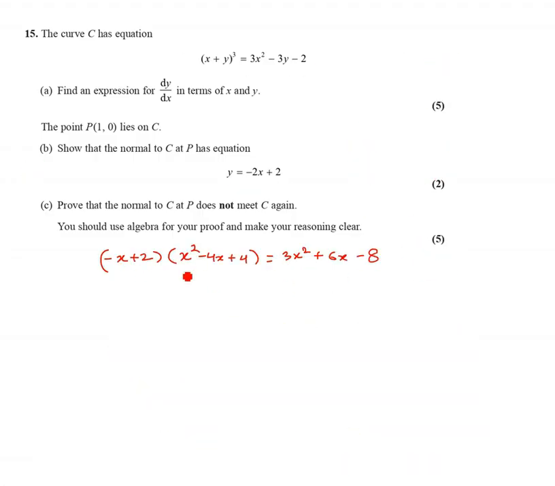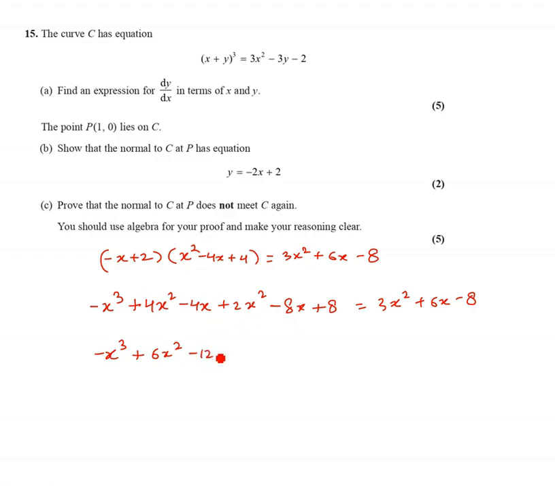Now let's expand this. Minus x times x squared will be minus x cubed. Minus x times minus 4x will be plus 4x squared. Minus x times plus 4 will be minus 4x, plus 2x squared minus 8x plus 8 equals 3x squared plus 6x minus 8. Now this becomes minus x cubed, 4x squared plus 2x squared will be plus 6x squared, minus 4x minus 8x is minus 12x plus 8 equals 3x squared plus 6x minus 8. Hopefully I haven't missed anything.